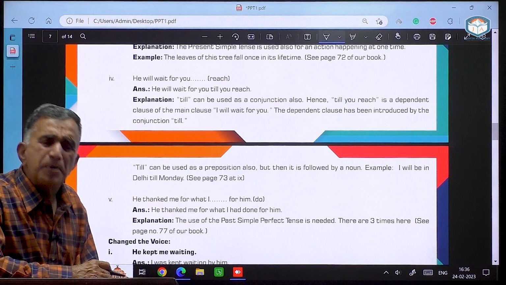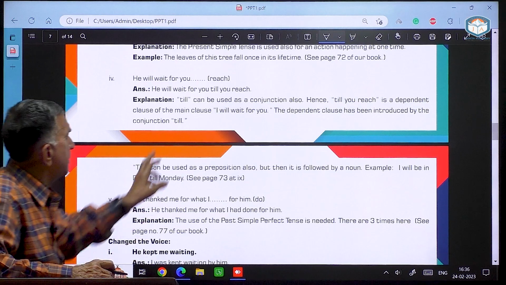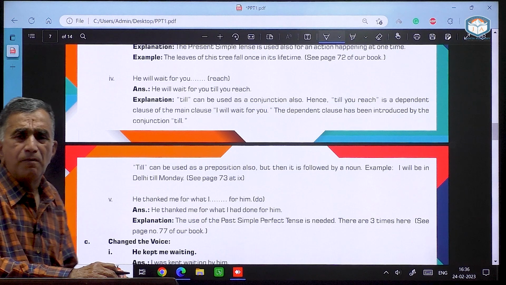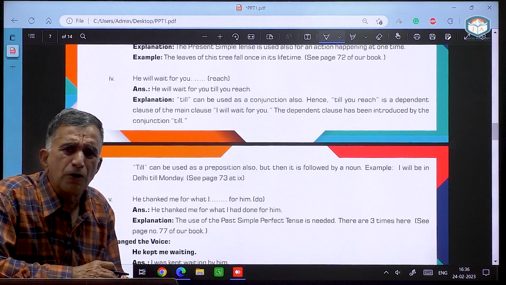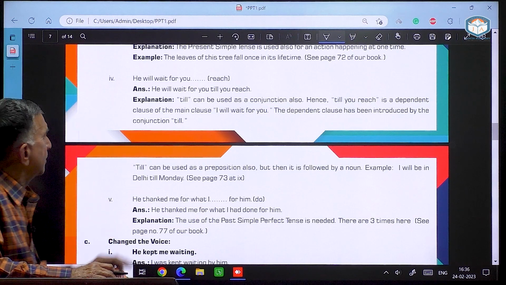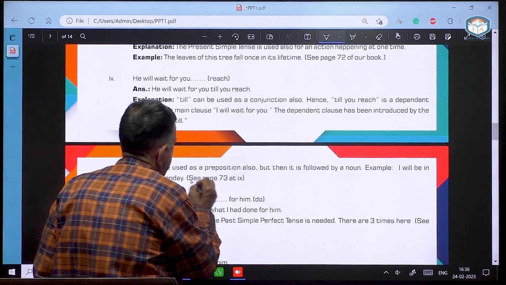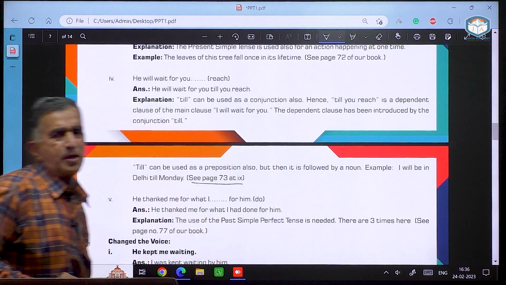Now, the dependent clause is used in the simple present tense. Main clause is he will wait. For the use of dependent clause of time and condition, please see page 73, number 9.